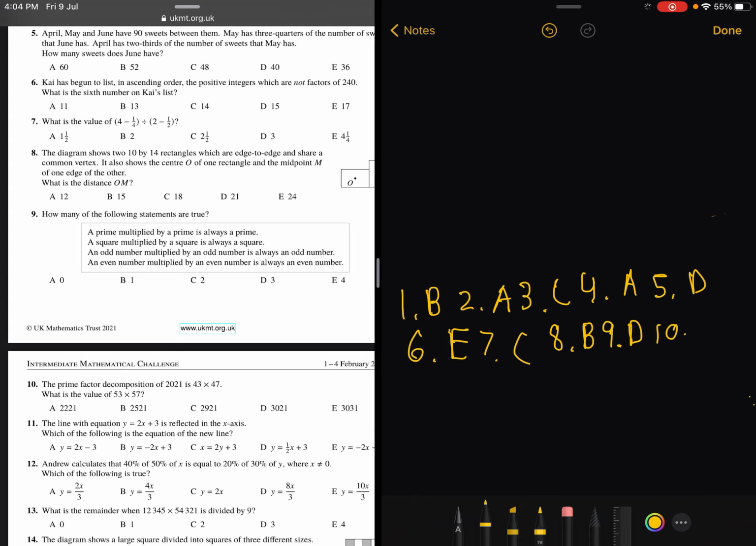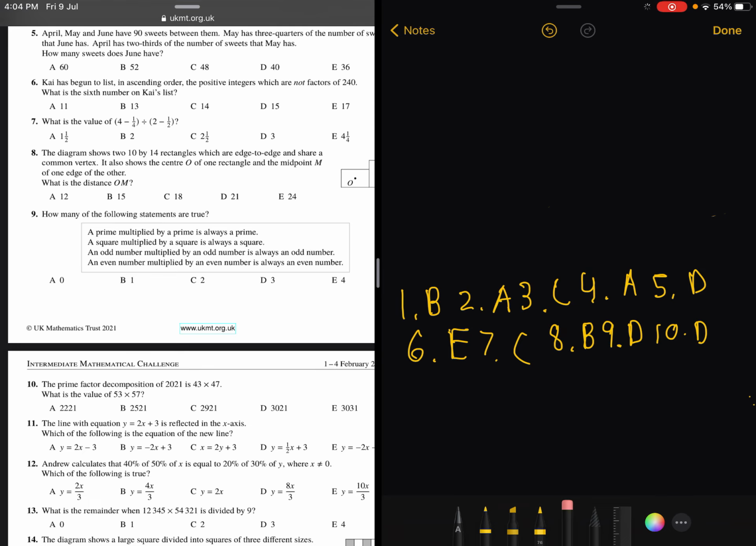Question number 10. Prime factor decomposition of 2021 is this. What is the value of 53 into 57? We don't even need the first part. We can just simply do 53 into 57, although they probably want us to use the first part, but let's just keep it this way. Simple old-fashioned long multiplication gives us the answer, D. 10 is D, 3021. Very simple question so far.